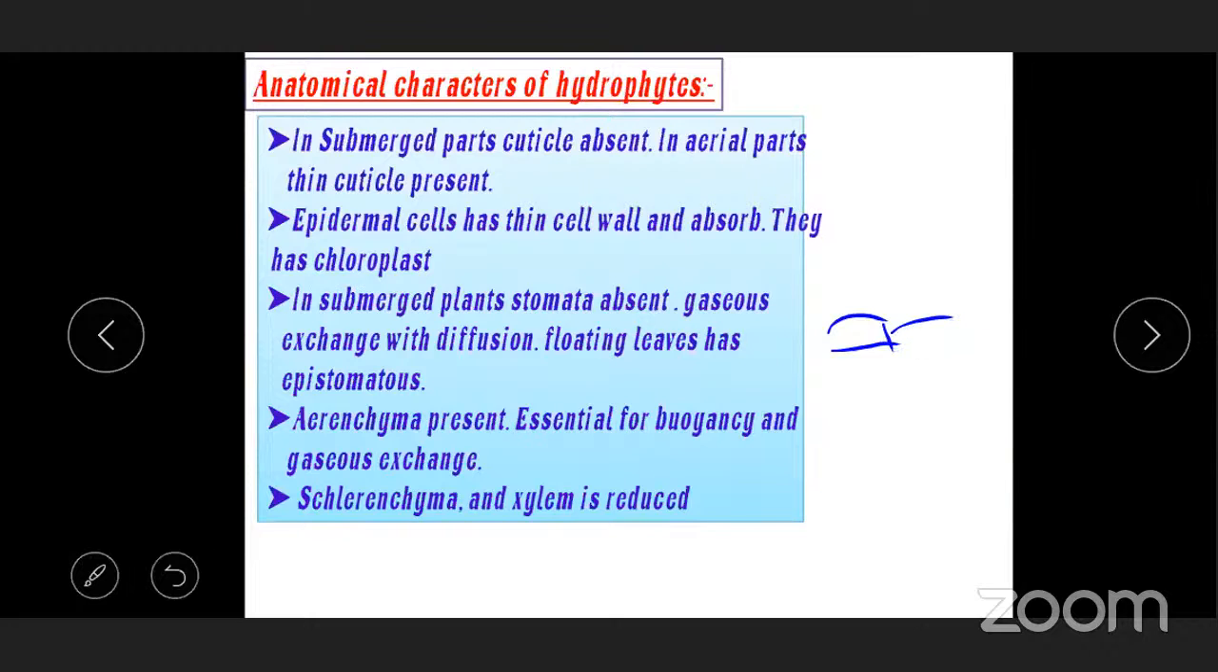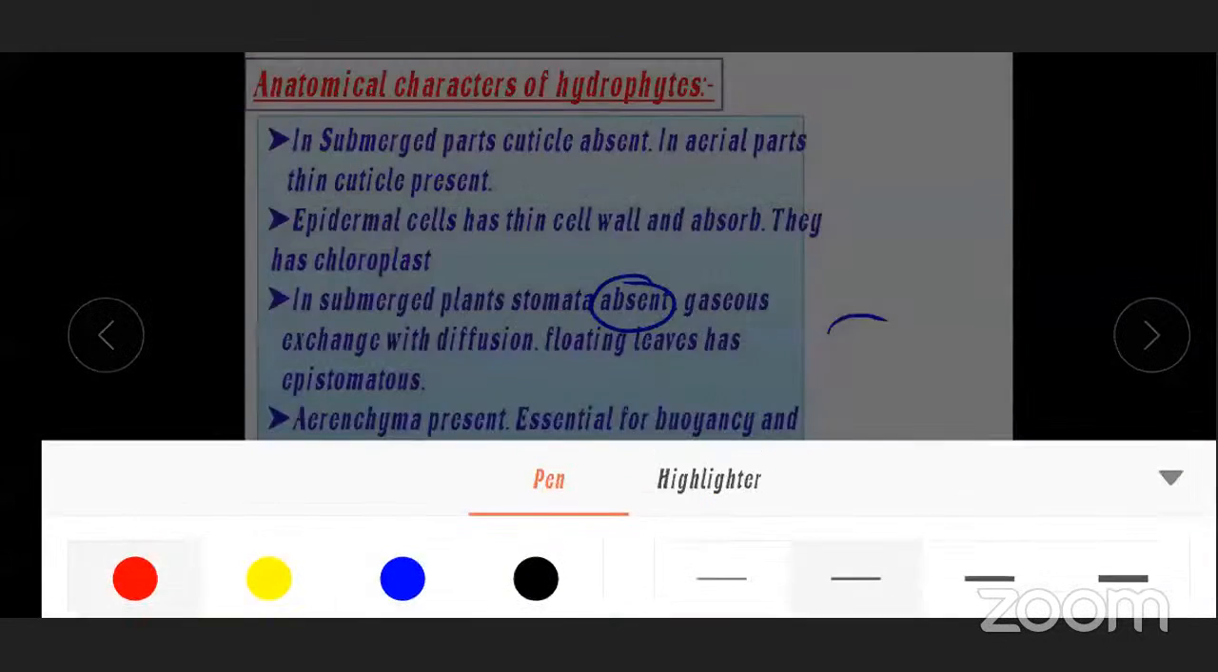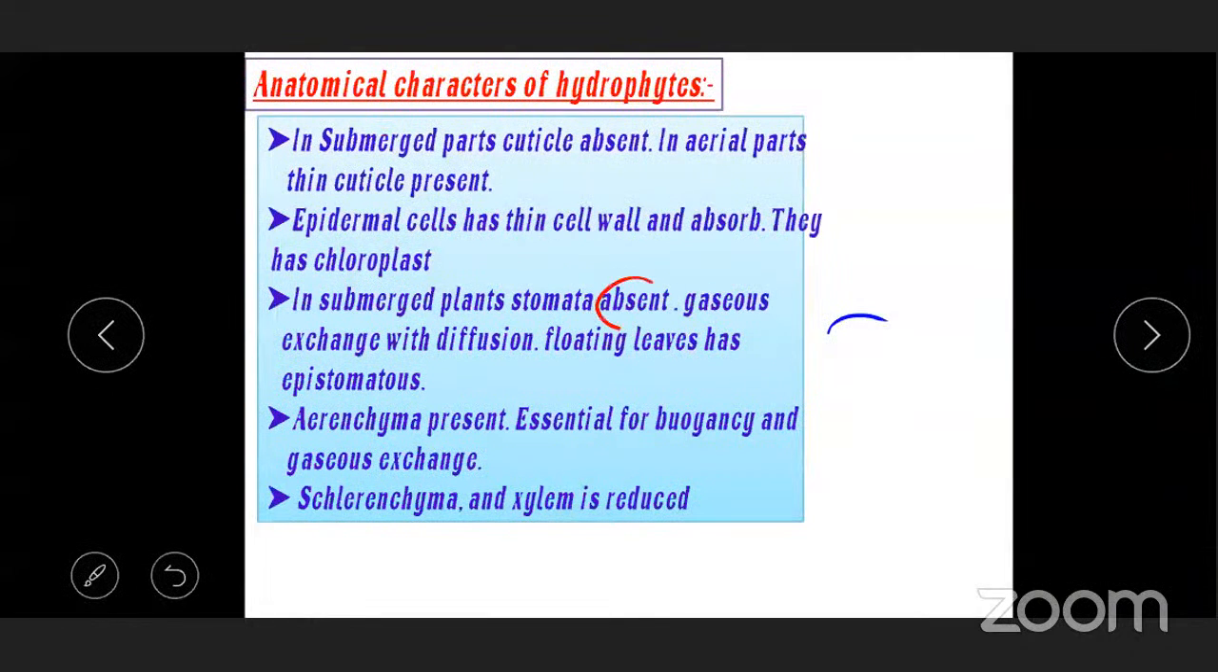In submerged plants, stomata are absent. So why are stomata absent? What is the function of the stomata? Gas exchange. Due to the absence of stomata, gas exchange takes place by the diffusion process. Diffusion means based on the concentration gradient. Based on the concentration gradient, gas exchange takes place in submerged plants due to the absence of stomata.